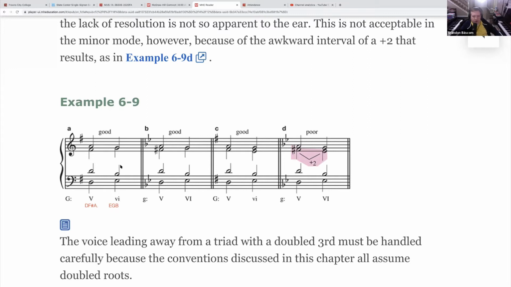All right, so the F sharp moved up, so we didn't frustrate our leading tone. It doesn't sound horrible because, well, yes, we've doubled the third. Every chord tone is present. Right?